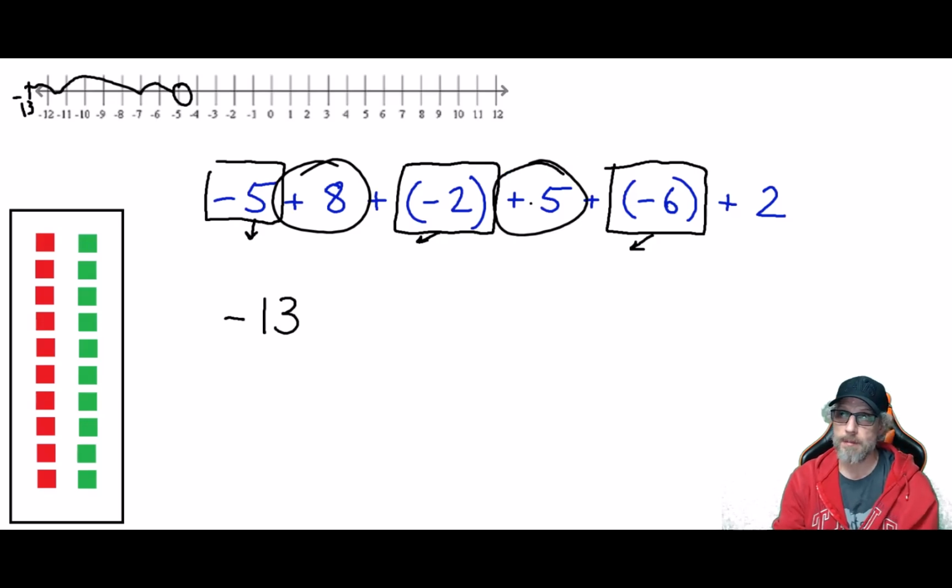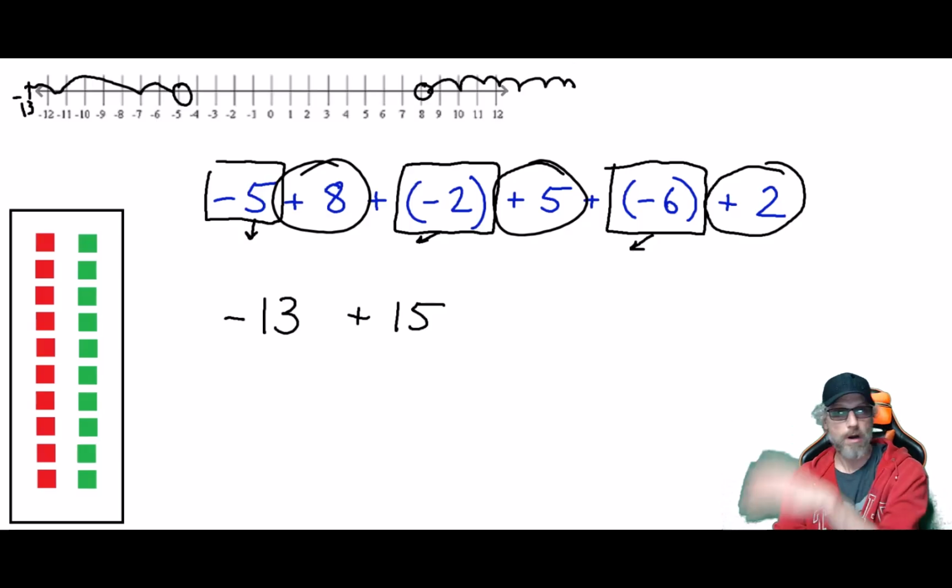+8 with a +5. So you could think with the money example, I'm getting paid 8, I'm getting paid 5 more, so now I'm up to 13. Getting paid another 2, I'm up to 15. So a +15. On a number line, we're going to 8, we're going to the right, we're continuing to go to the right when all we do is add in more positives.